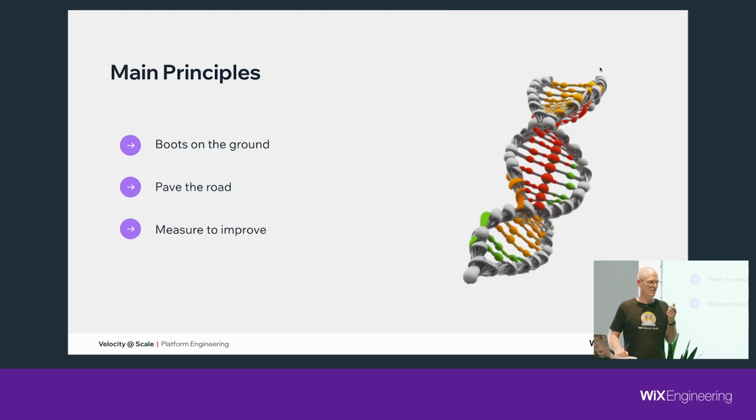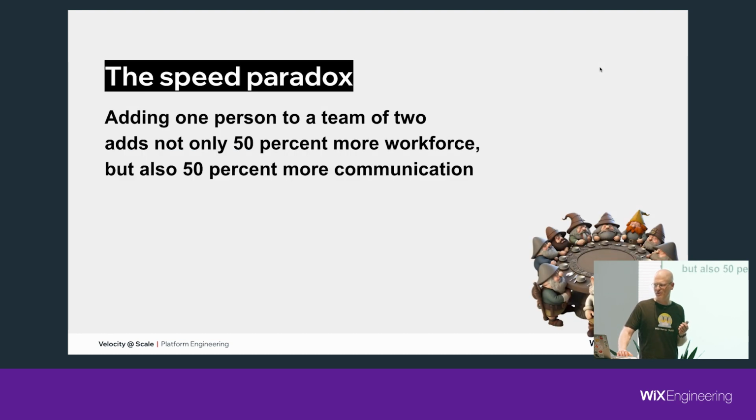Last slide before talking more technical. There's a sentence that I believe in, and most of you know it, right? There are a lot of different phrasings for it, and there's a whole book on this topic. It's called The Mythical Man-Month. And I like this phrasing where it says that adding one person to a team of 2 adds not only 50% more workforce, but also 50% more communication. All right, thank you.